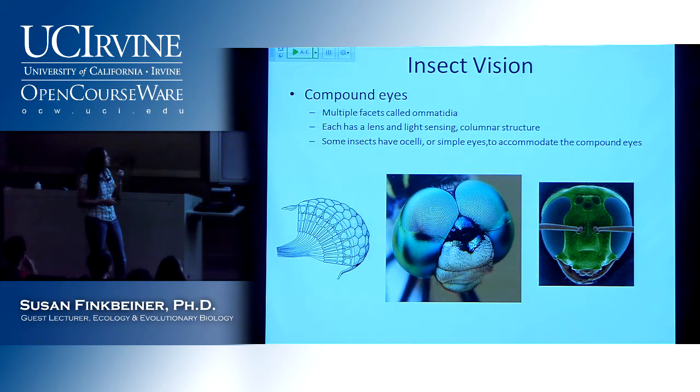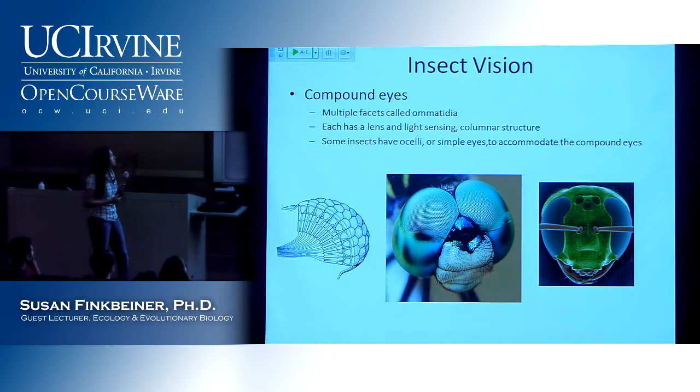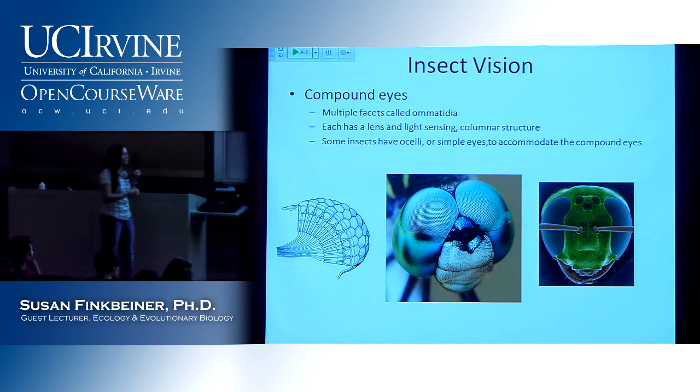And basically, these are simple eyes that are used to accommodate the compound eyes. And their purpose is essentially to provide motion detection and light detection. So if an insect is out foraging and a shadow is cast over it, or it sees a predator approaching, it's the ocelli that are going to send an immediate signal to the brain saying, hey, there's a threat, we got to get out of here.